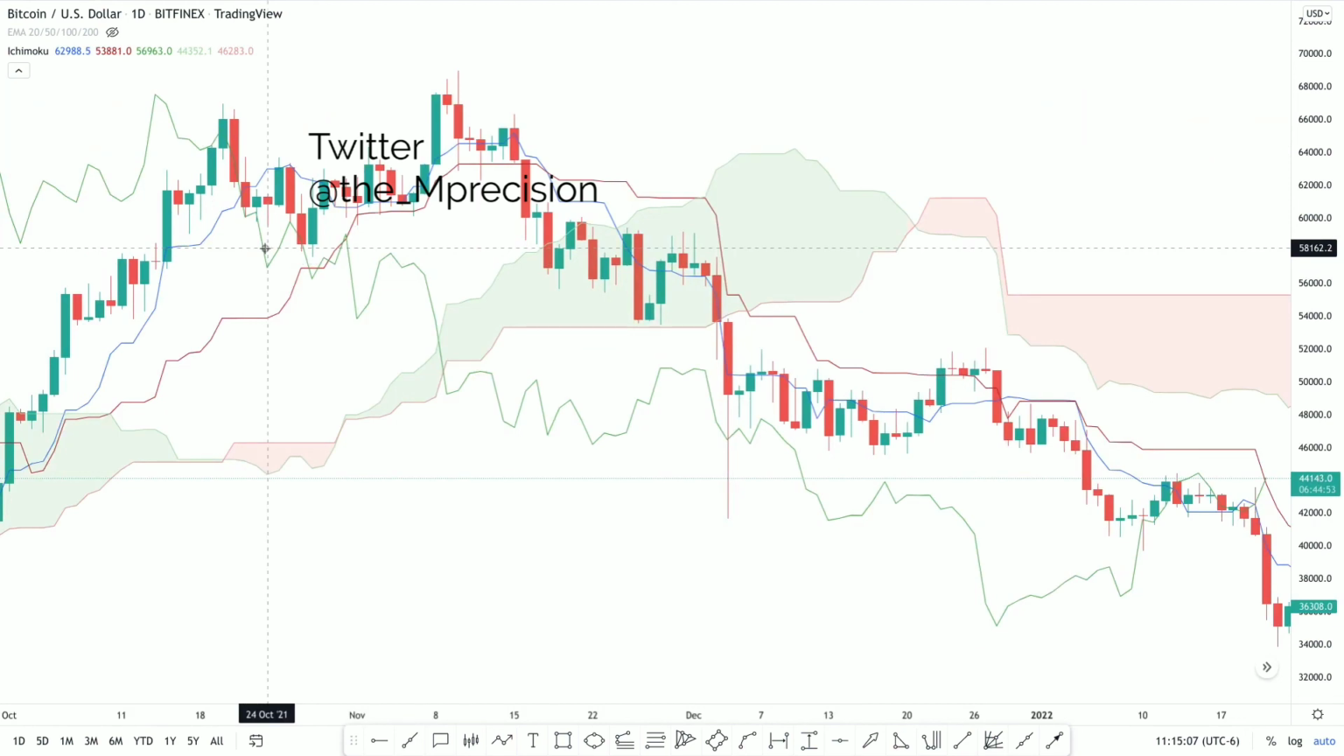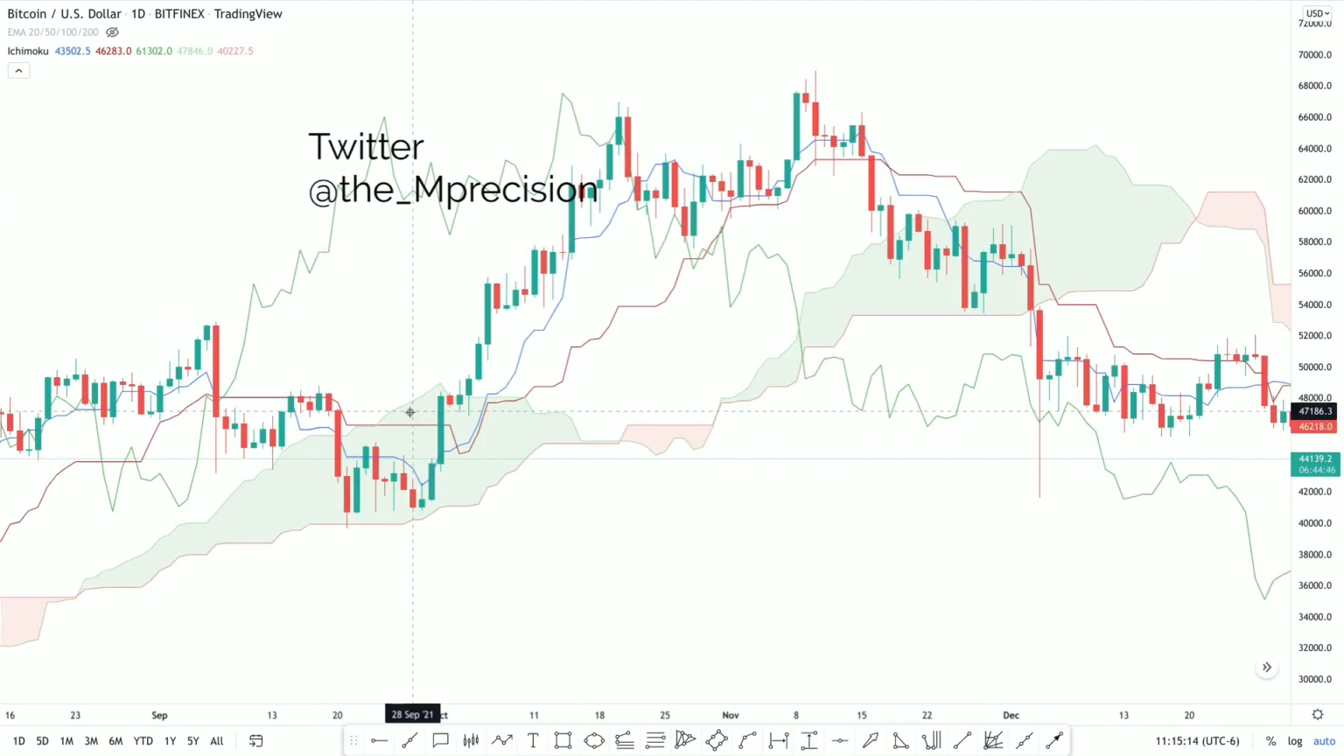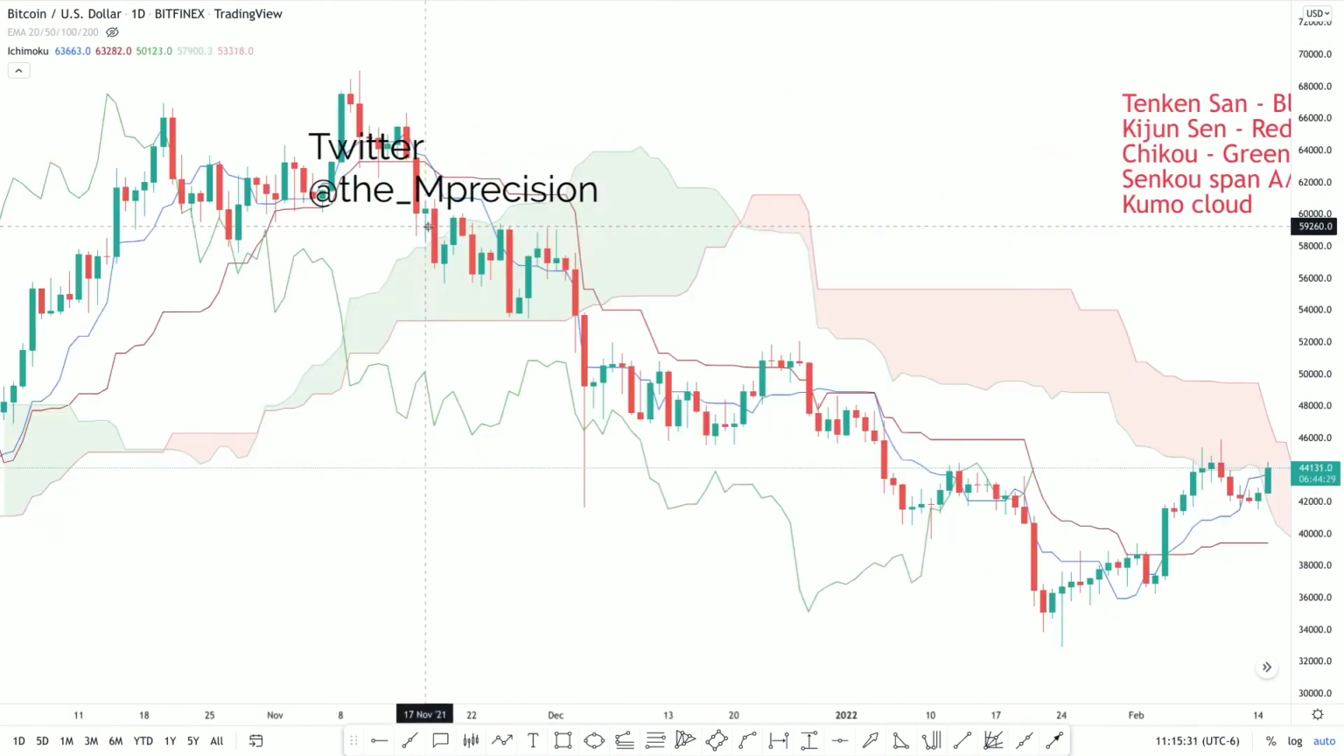Which means now we have 3 set of rules. First set of rule is for the cloud, is the price above the cloud. The second set of rule is, hey, did the blue line cross over the red line and go up? And the third is the Chico above the cloud? If all the 3 conditions are fulfilled, you go long. On the other side, if the price is below the cloud and the blue line crosses and goes below the red line and the Chico span is below the cloud, that's your guaranteed short.